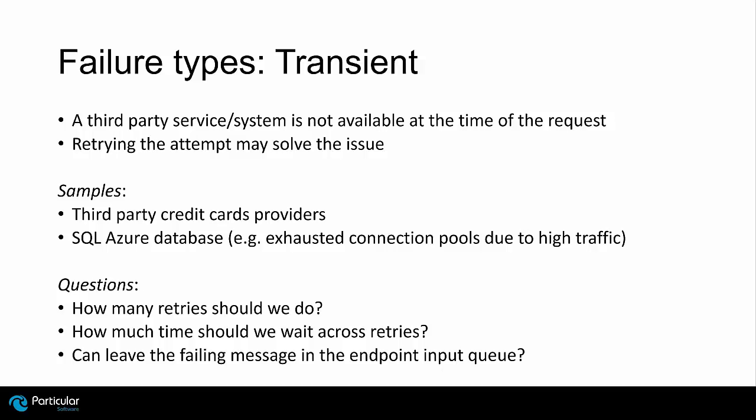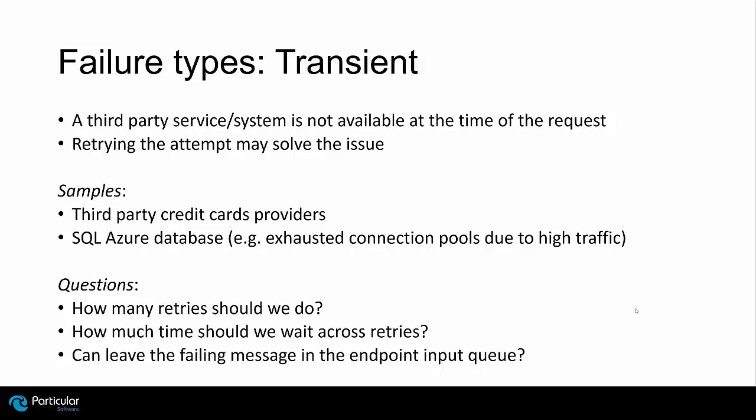If you design parts of your system to deal with transient failure types, you should always consider a few guiding questions. The first one is, how many retries should we really do? Is it 1? Is it 2? Is it 3? How much time should we wait across retries? Is it 10 seconds, then 20 seconds, then 30 seconds? And can we leave the failing messages in the endpoint input queue, and what are the consequences if we do so? The problem is, as always when we design distributed systems, there is no generic answer to those questions. You have to decide for yourself according to functional and non-functional requirements for each business case individually.